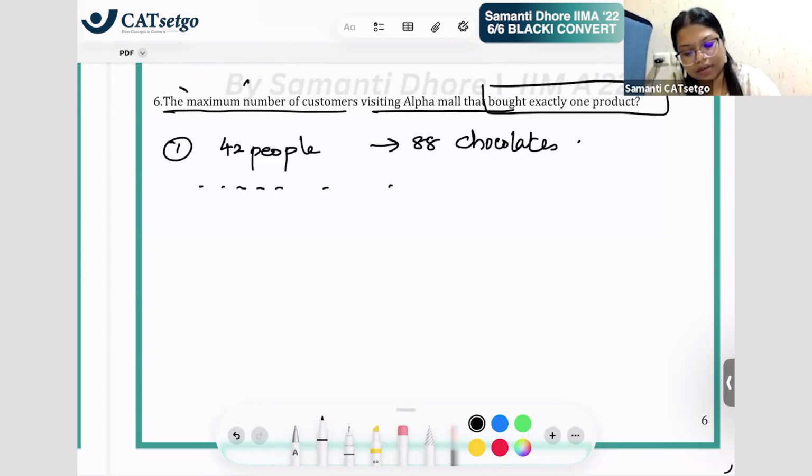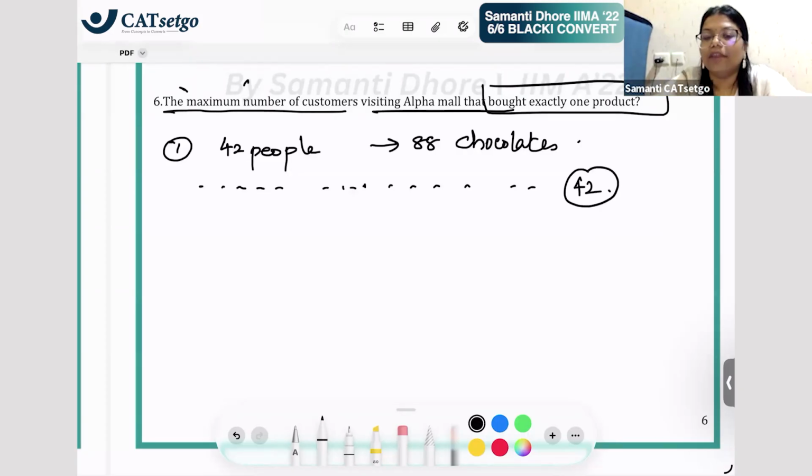1, 2, 3, 4, 5, 6, 7, 8, 9, 10, 42 people. So 42 chocolates are given. Everybody, see, again, use your mind. Okay. So I have 42 people and the maximum number of people who can have 1 chocolate is 42 only. So 42 people have 1 chocolate each. But are my chocolates over? No. I have 46 more to distribute. Now, how do I distribute?